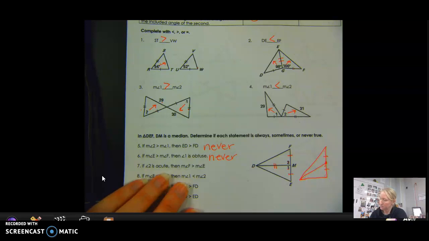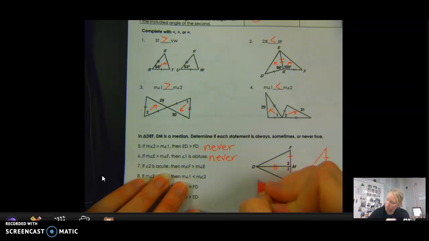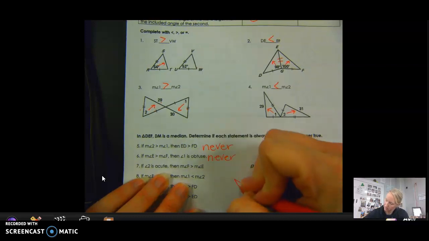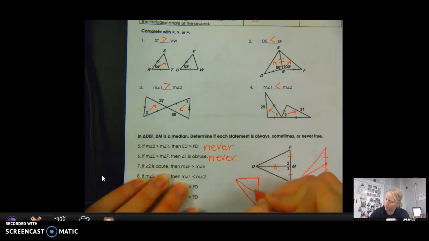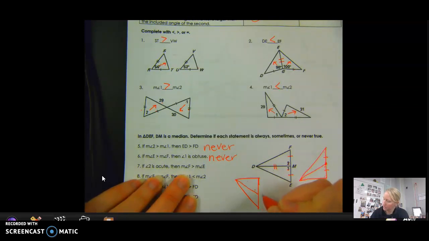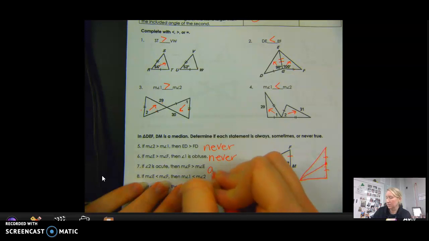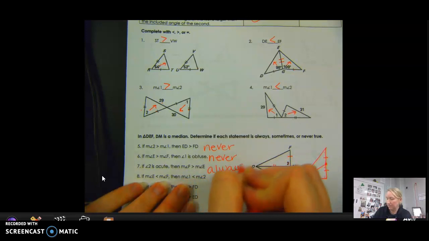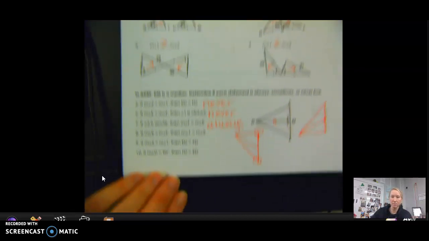Angle 2 is acute. So right now it's at a 90. Let's make it acute. So let's do this. So now it's acute, right? Now angle 2 is acute. Then angle F, this angle, is going to be bigger than this angle. Well, that looks like it's always going to be true because as you make this smaller, it opens up that angle to make that angle bigger, but then it also closes out that angle, makes it smaller.